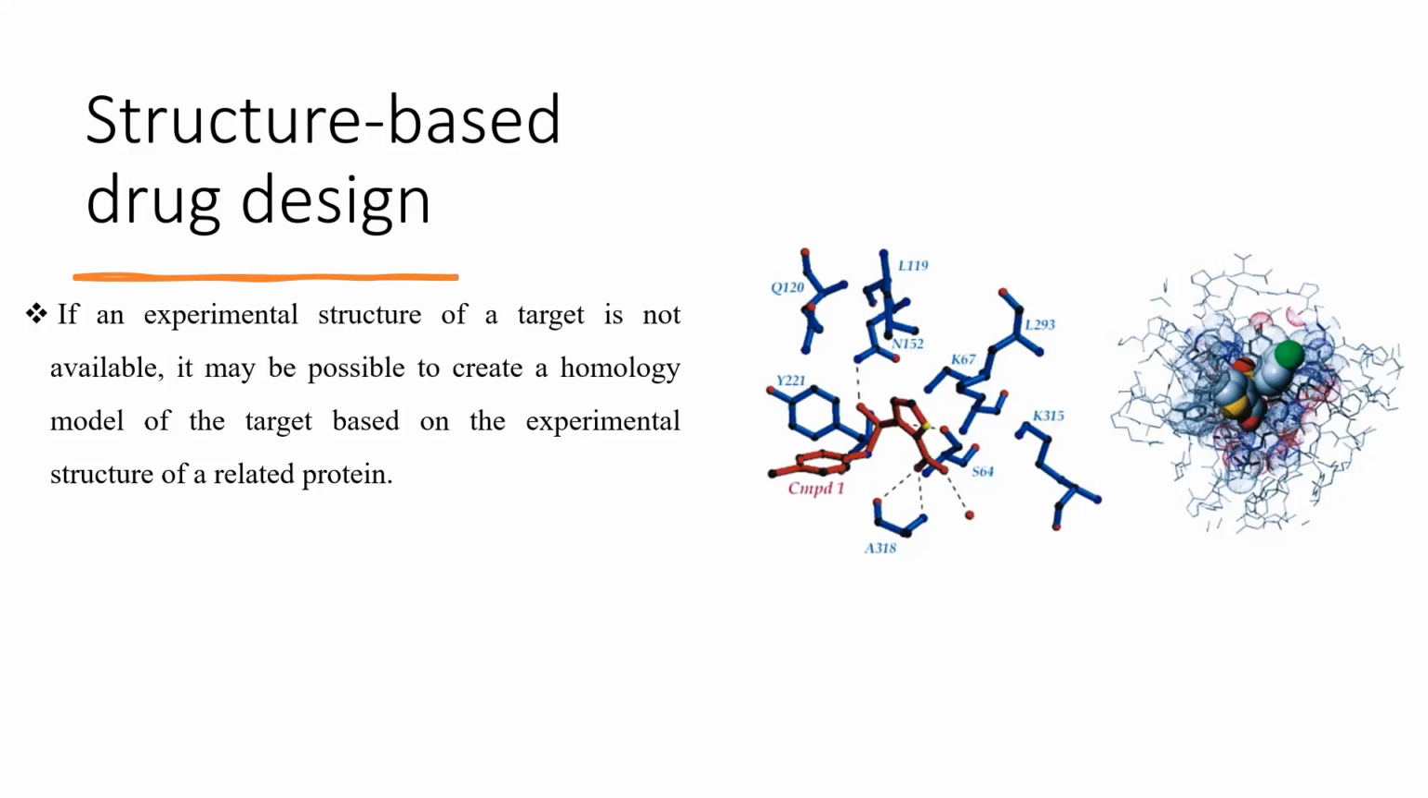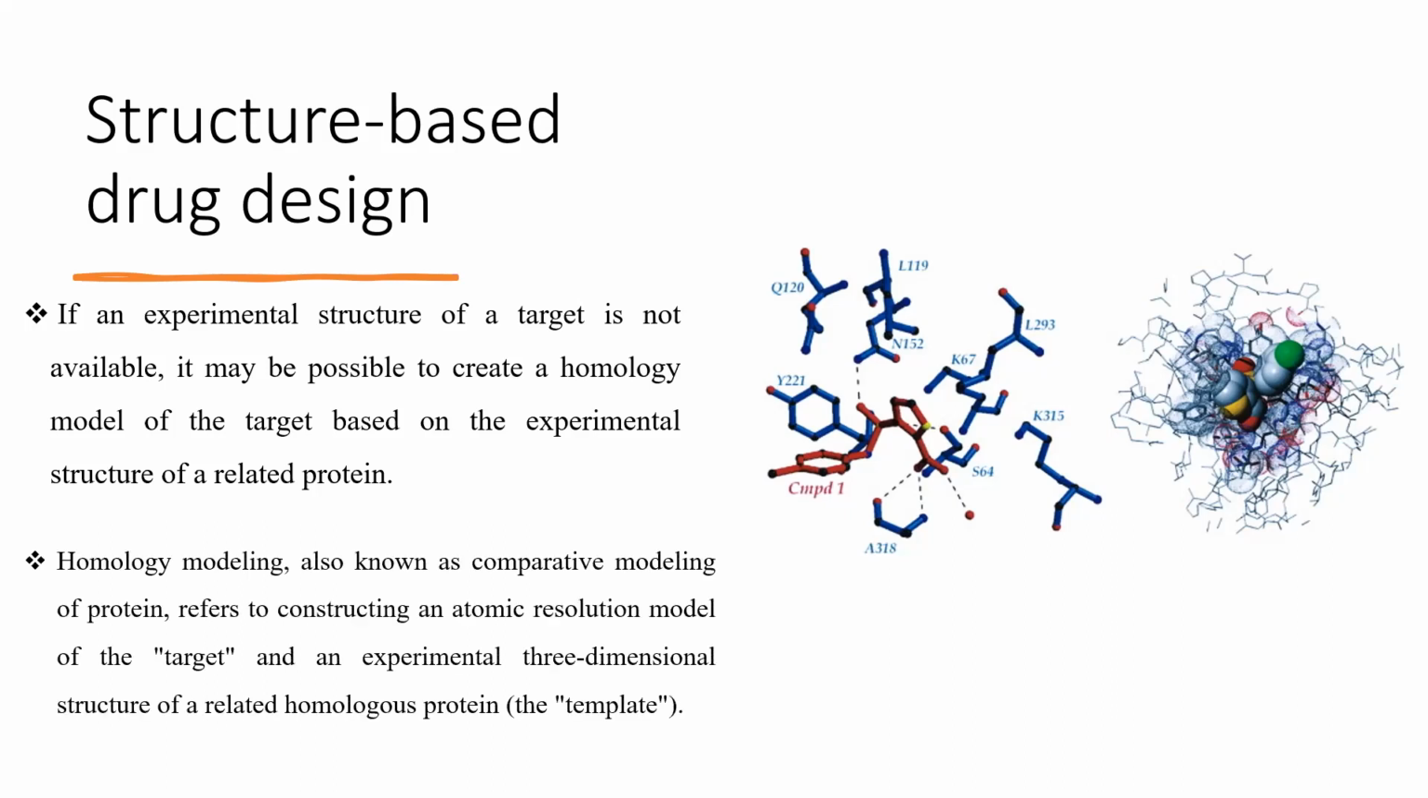When you can't get the structure of the protein in a database, you can model the structure yourself using some AI-based algorithm like Swiss-Model, like Modeller, and many of them. Homology modeling, also known as comparative modeling of protein, refers to constructing an atomic resolution model of the target protein from an experimental 3-dimensional structure of a related protein.